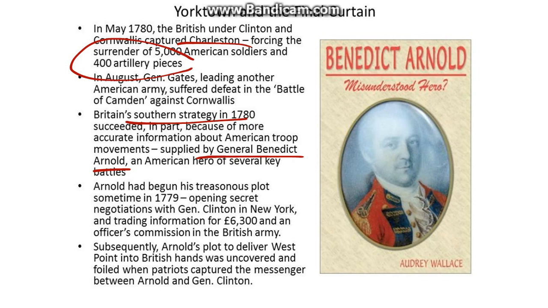Arnold had begun his treasonous plot sometime in 1779, opening secret negotiations with General Clinton in New York and trading information for £6,000 and an officer's commission in the British Army. Subsequently, Arnold's plot to deliver West Point into British hands was uncovered and foiled when Patriots captured the messenger between Arnold and General Clinton.